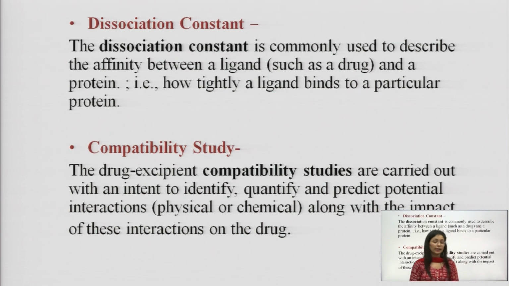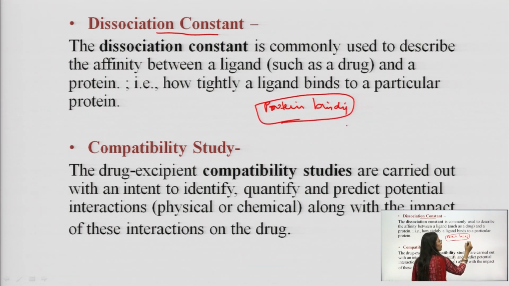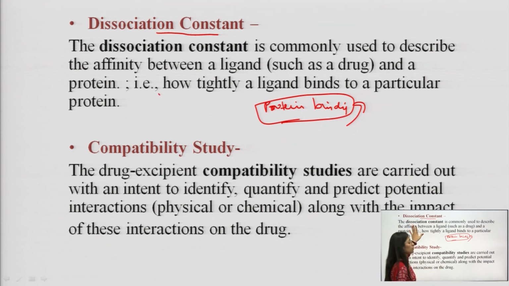Next is dissociation constant. What is dissociation constant? It is commonly used to describe the affinity between the ligand and the protein. In our blood, there are lots and lots of proteins. Protein binding we are going to learn later on. So when the drug binds to a particular protein site, how much binding and how much affinity they have depends upon the dissociation constant.